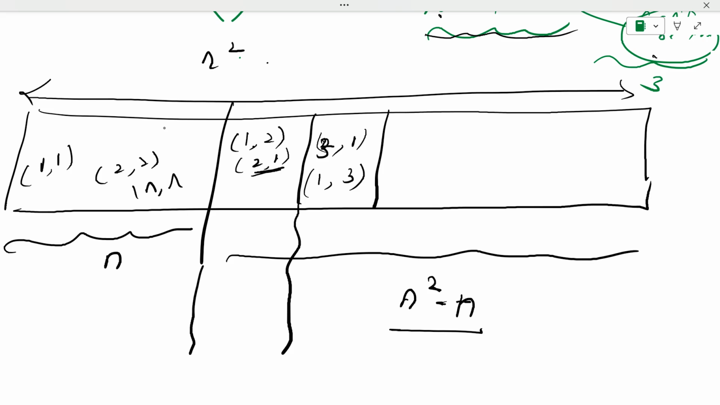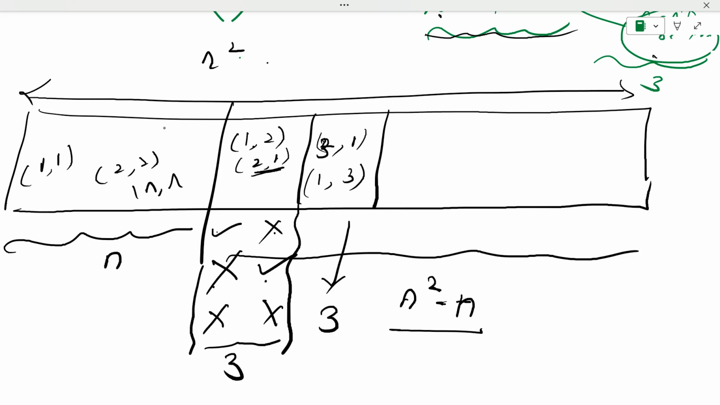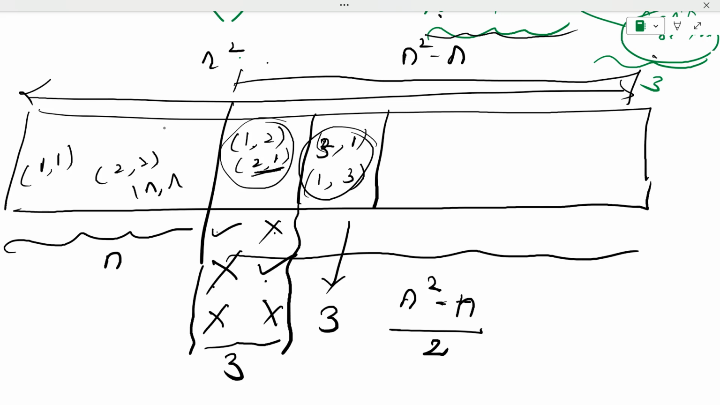Okay, so if 1 2 is present, 2 1 shouldn't be present. If 1 2 is not present, 2 1 can be present, right? If 1 2 is not present, 2 1 can also be not present. But the other part is not there, like both being present is not possible. So there are three possibilities. Similarly for this one also there are three possibilities. So this part is n square minus n by 2, because we have grouped them as two-way pairs.